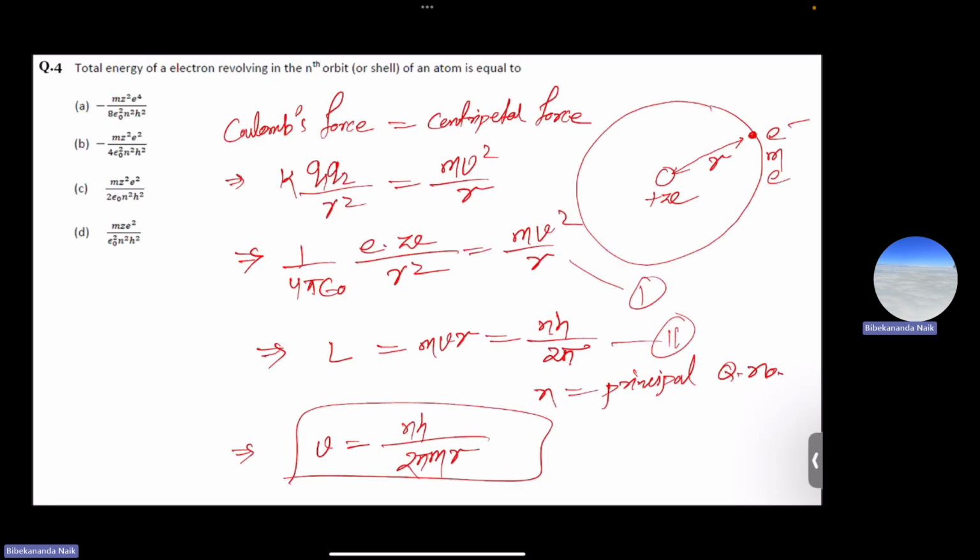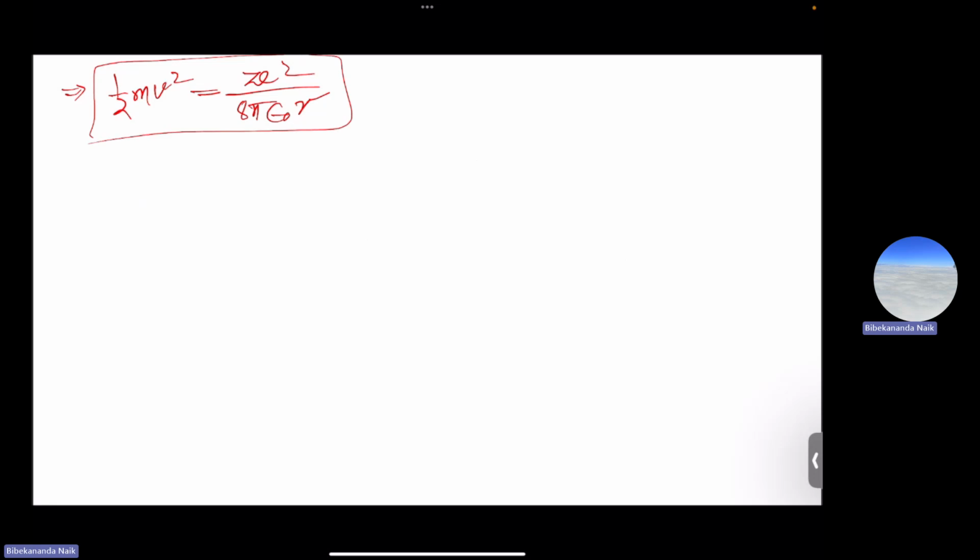So if we put the value of v here, simply we can directly write half mv square will be Z square e square divided by 8 pi epsilon 0 r. So if you write here half mv square, this r will get cancelled out. It will be Z e square by 8 pi epsilon 0 r. So this is half mv square. So half mv square is nothing but the kinetic energy.